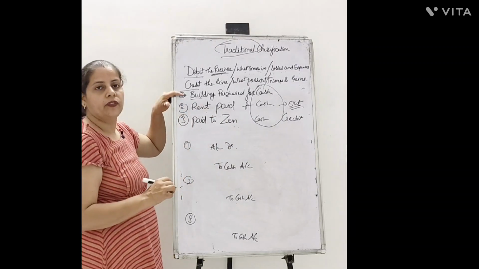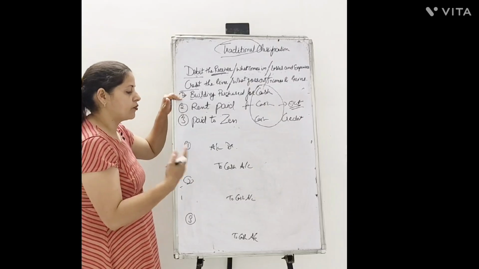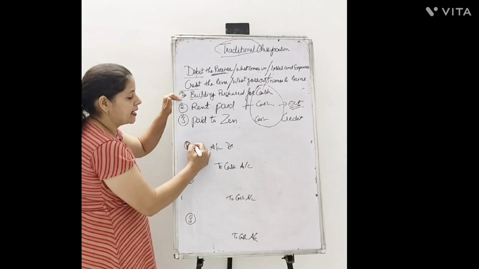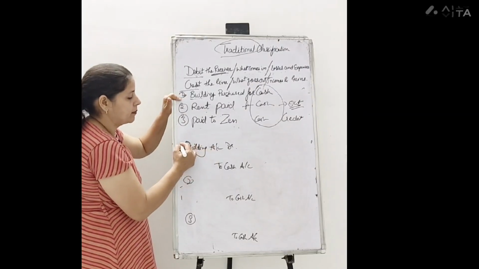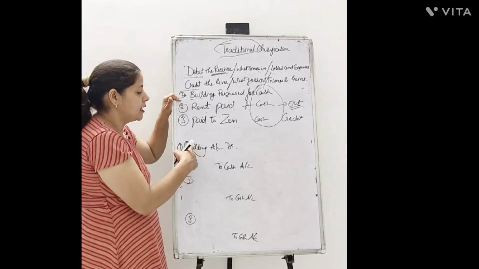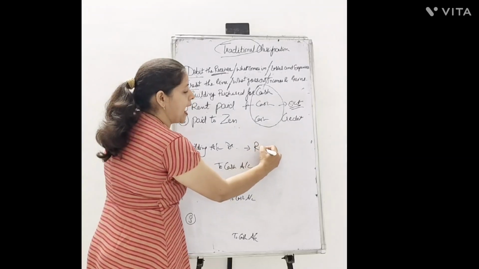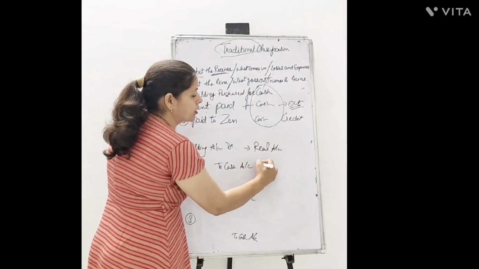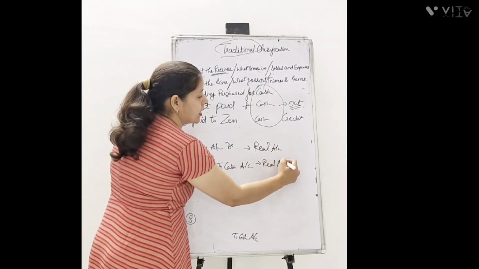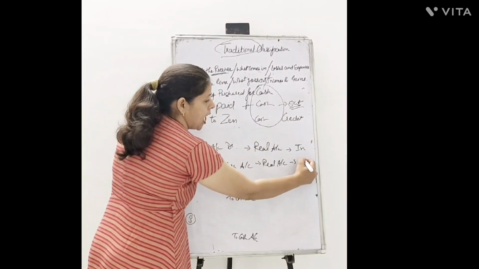For the first case, building is purchased. Building purchased for cash means building is coming into the business and cash is going out of the business. Building is coming in, cash going out. Both are real accounts, where the rule says debit what comes in and credit what goes out.